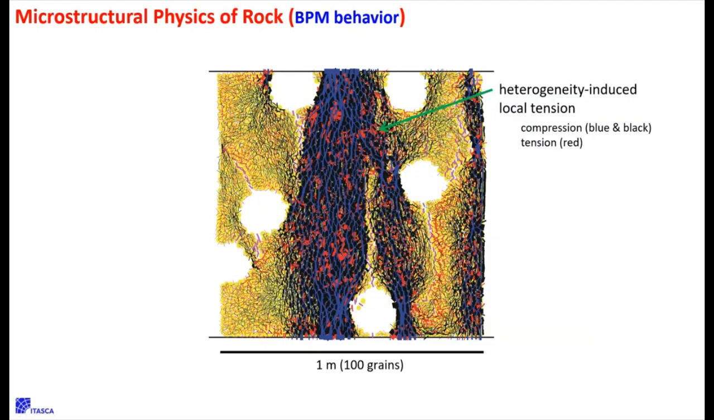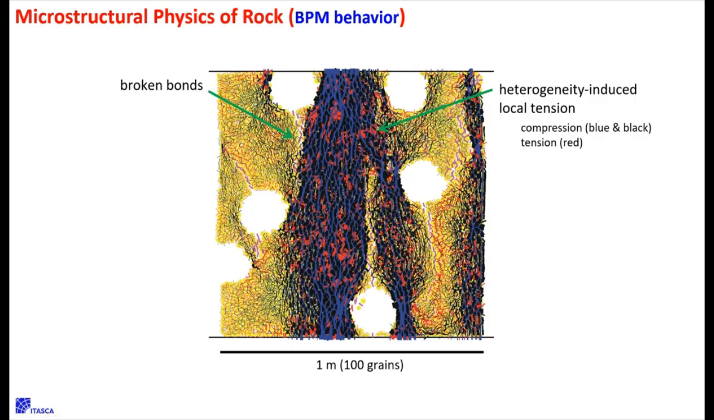So again, this is the key thing: heterogeneity-induced local tension, compression and tension. This is later on in the test. This has already begun to, is not stiff anymore. The load is being carried mostly right here, right? These are the broken bonds in cyan. They have just coalesced into what, if I was going to interpret this in a continuum way, I would call a fracture. I would say, oh, let's think of this as a linear elastic body with a big giant crack, which I'll call a fracture, and let's interpret it that way.